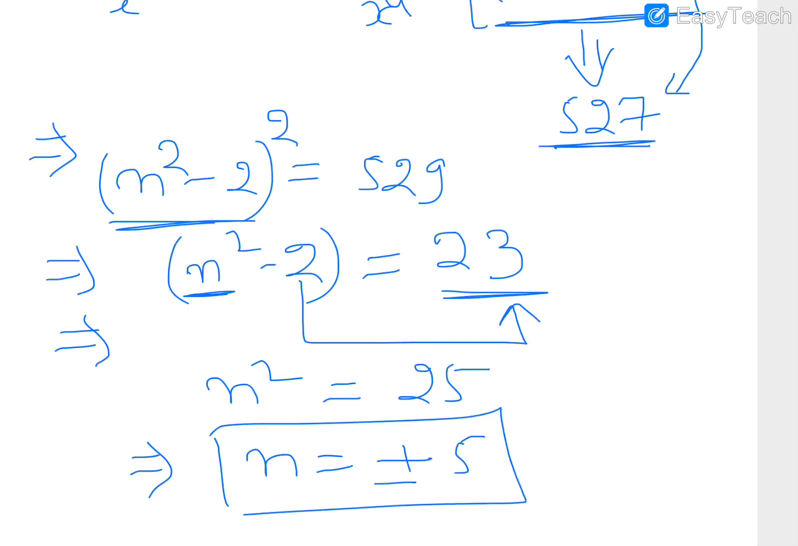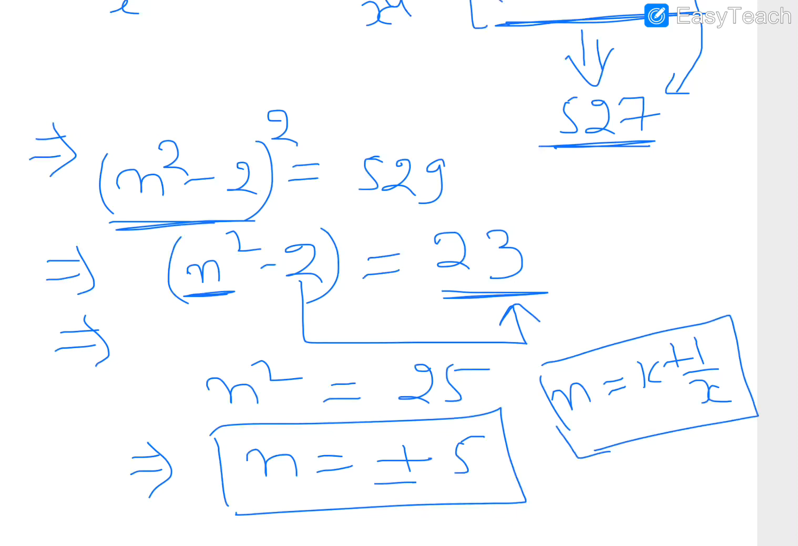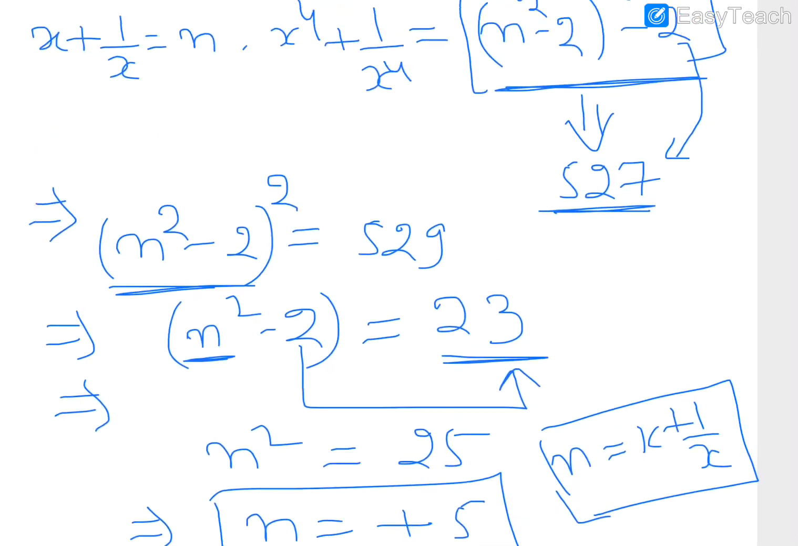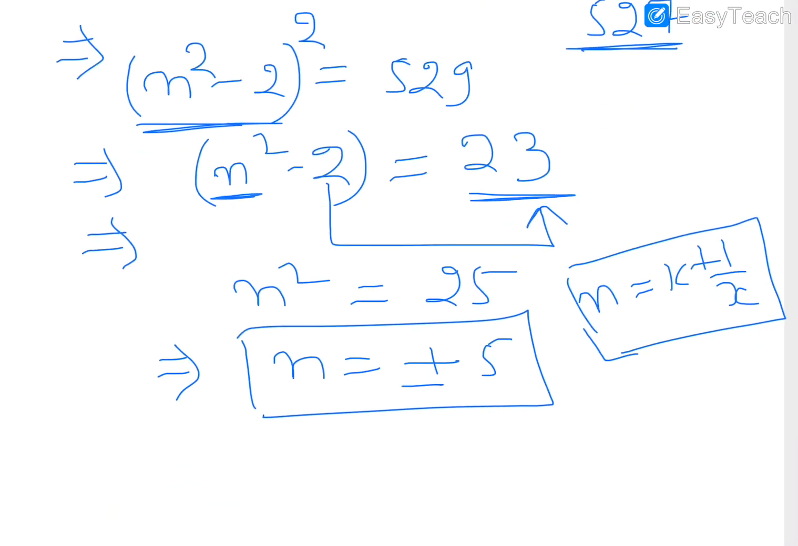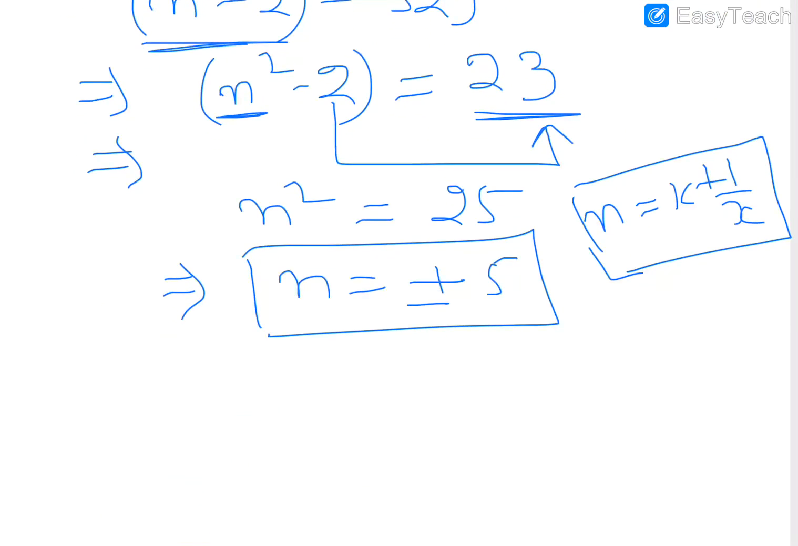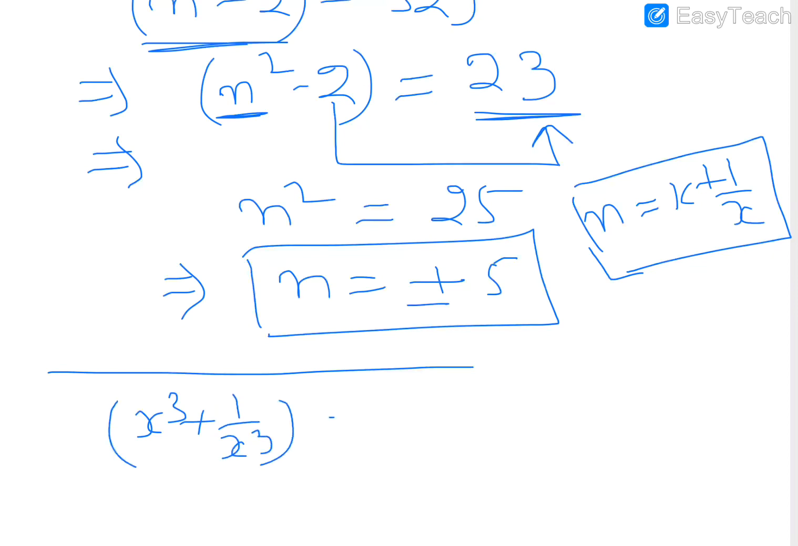Okay, so this is n, and this is not the answer, guys, because this is n's value. n is x plus 1 upon x. Till this point, we just got x plus 1 upon x will be plus or minus 5. But what we have to find is x cube plus 1 upon x cube. So how will we get that? See, x cube plus 1 upon x cube, what will be the formula for this one?